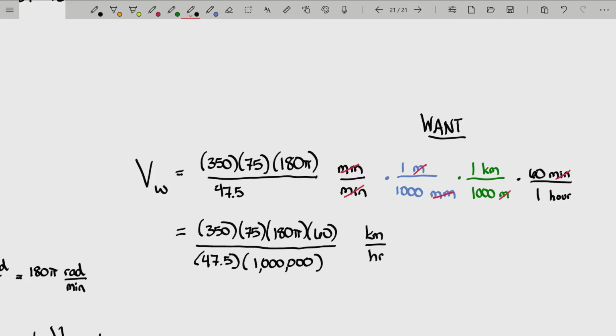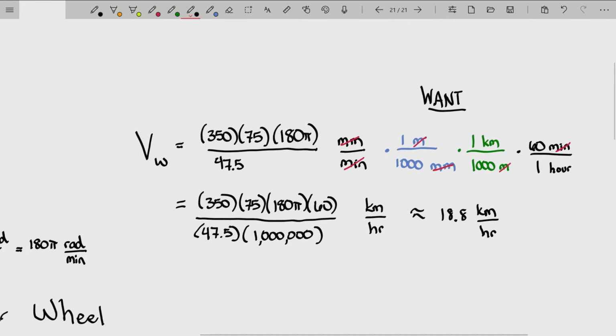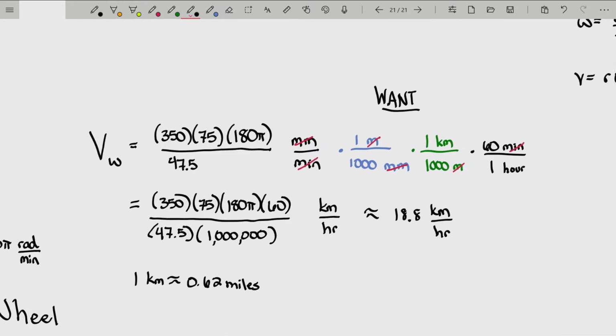All right, let's grab a calculator and find out what this is. This is approximately 18.8 kilometers per hour. Now, you might not know what that means as far as miles per hour, but 1 kilometer is roughly around 0.62 miles. So if you wanted to convert to miles per hour, you could totally do that. You can just multiply it. They didn't ask us to, by the way, but you could say 1 kilometer is the same thing as 0.62 miles, and then do that conversion. And that's approximately 11.7 miles per hour. There you go.